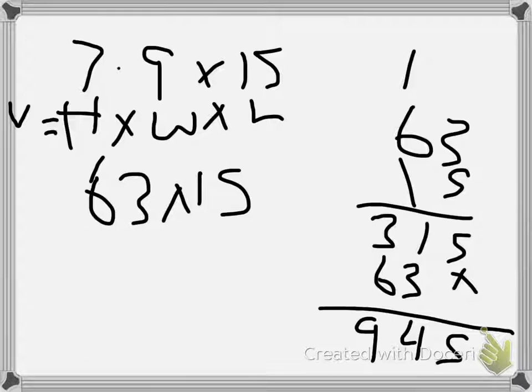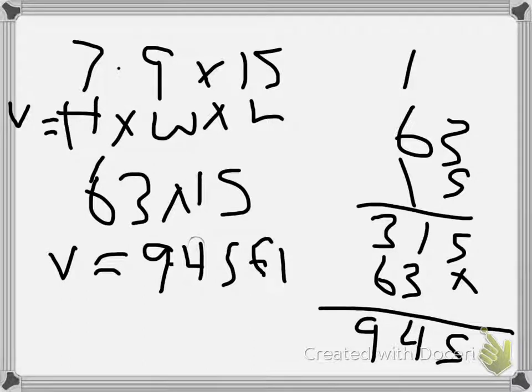If you want to just check yourself, you can use a calculator. So that would give us a volume of 945. Oops, sorry. I'm going to say feet cubed because I was thinking about a dumpster when I did this. So if you wanted a dumpster that was 7 by 9 feet by 15 feet, you would have a volume of 945 cubic feet to fill.